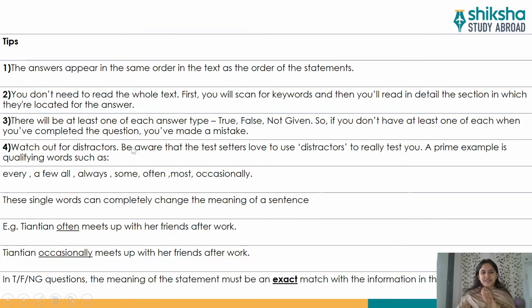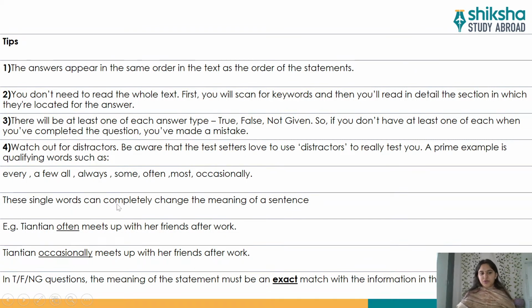So beware that the test setters love to use distractors to really test you. That means they try to confuse you, but you do not have to get confused, obviously. So a prime example is qualifying words such as every, a few, all, always, some, often, most, occasionally. So these are some of the words.